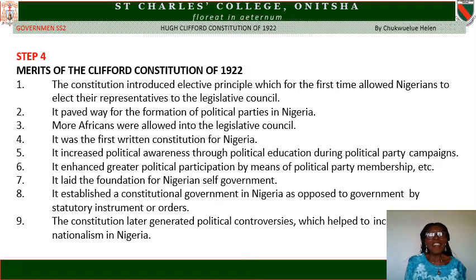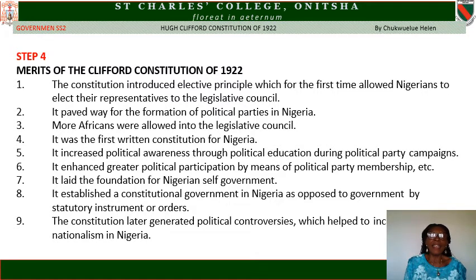5, it increased political awareness through political education during political party campaigns. 6, it enhanced greater political participation by means of political party membership, or being members of the political party. 7, it laid the foundation for Nigerian self-government. 8, it established a constitutional government in Nigeria as opposed to government by statutory instruments.